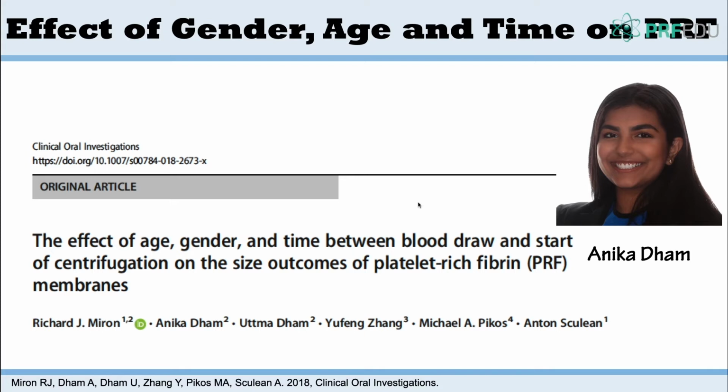So simply put, clinicians were always saying, well, sometimes I would spin blood and out of 6 tubes, 2 of them were small membranes and I had some big ones. How come there's variability there? How come there's variability as well in the population? And so Anika set out to do the study with myself and a few other colleagues here to look at the effect of age, gender, and time between the start of when you're doing a blood draw to whenever you actually put it in the machine and you start spinning.